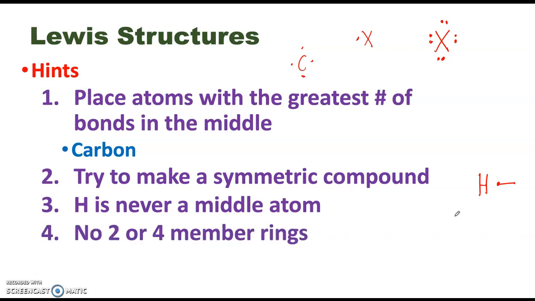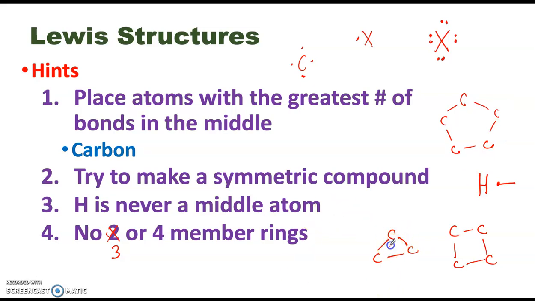And then you cannot form a 3 or 4 member ring. So you can't form carbon like this. You can't make a triangle out of it. You also can't make a square out of the carbon atoms. You can't bond them in a square. But you can bond them as a pentagon or a hexagon or even an octagon.